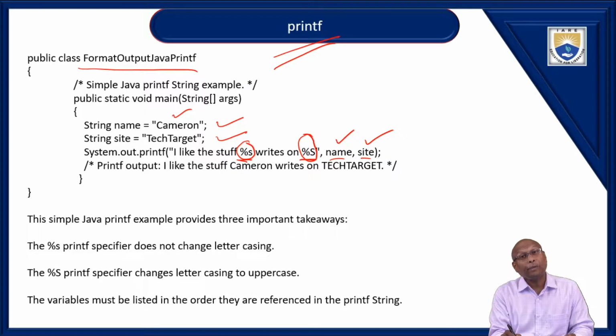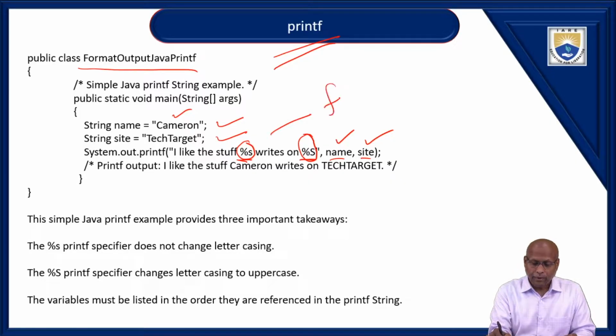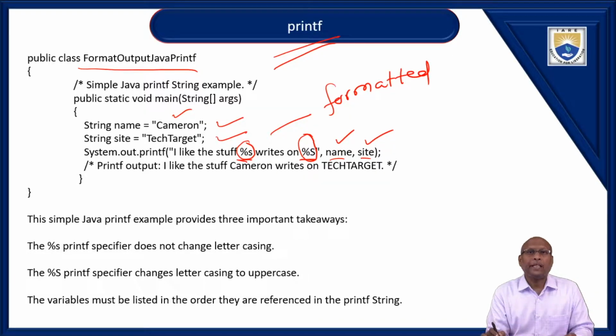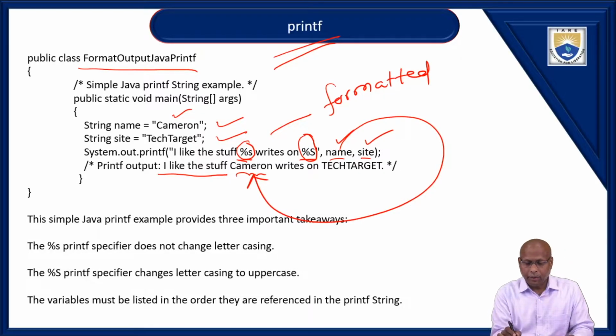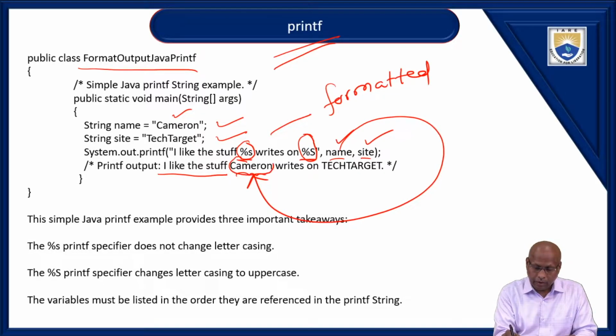Okay, so this is formatted printf. Formatted printf. So the string value is introduced here. Here this value is converted into uppercase. This type of format is supported in Java. So if you observe here, the output will be like this: I like to stuff followed by the name. Whatever value is available in the name, that value is available here. Cameron. Because that came from the variable.